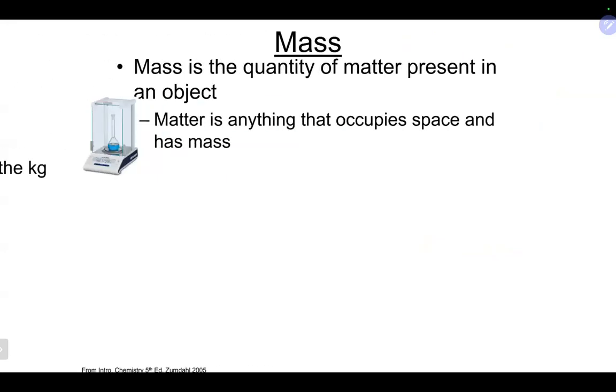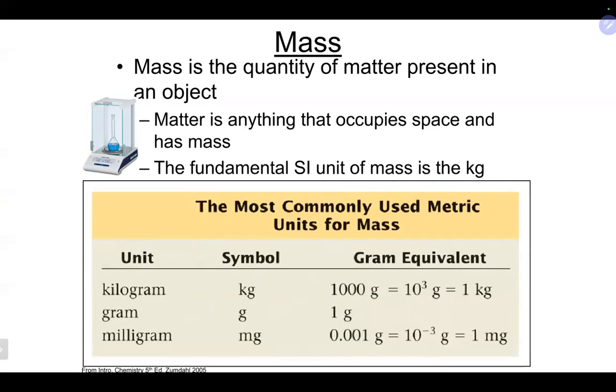The units of mass are another common unit that we do. Mass is basically the amount of matter there is in an object. Matter is anything that occupies space and has mass. The SI unit for mass, like I said, is kilograms, but really grams is a very common unit. So definitely the relationship between grams and kilograms is something we use a lot. There are 1,000 grams in 1 kilogram.